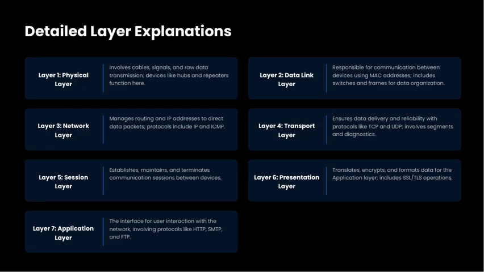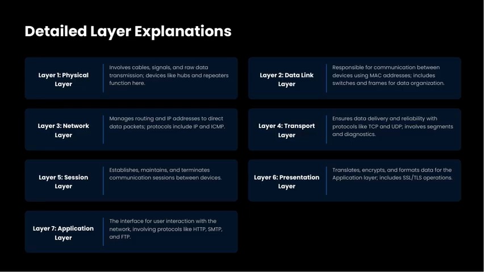Next up is the network layer, which handles routing and addressing across different networks. It manages IP addresses, kind of like mailing addresses for devices, so data can find its way across the internet or other wide area networks. Protocols like IP and ICMP are essential here, helping with routing and error reporting. This layer ensures that data packets are directed correctly, even if they need to travel through multiple networks to reach their destination.